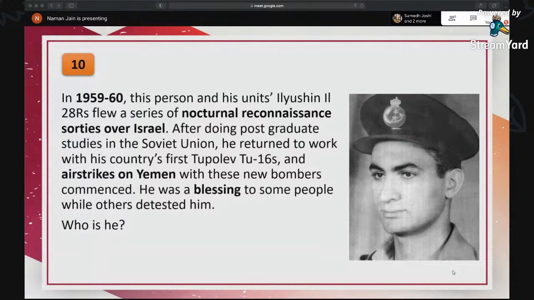Nocturnal sorties over Israel, airstrikes on Yemen. He was a pilot. Timeline is 59 to 60. So who is this person? I'm not asking about some random pilot. He has to be a famous person to be featured in this quiz. So Yemen, Israel, he was a blessing to some people. Who is this person? Just give me a name, proper noun, exact name.